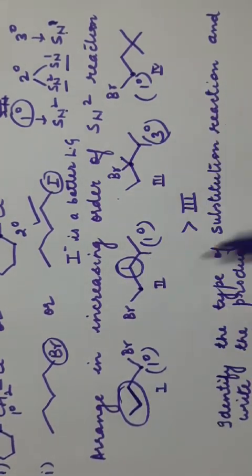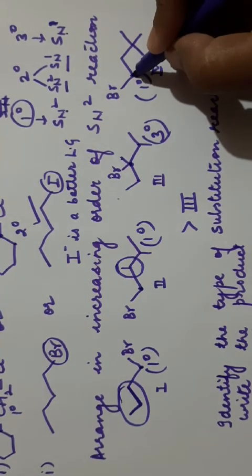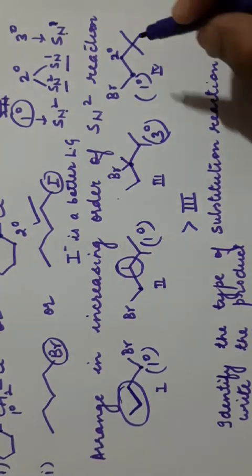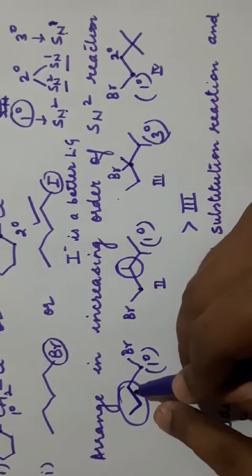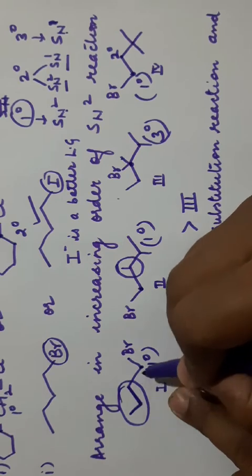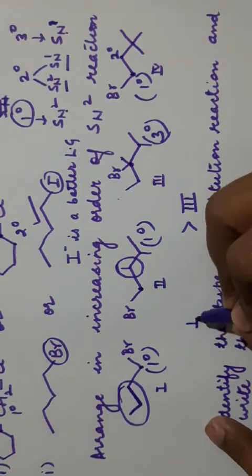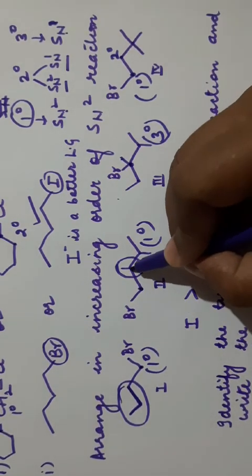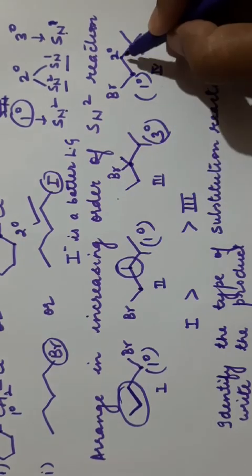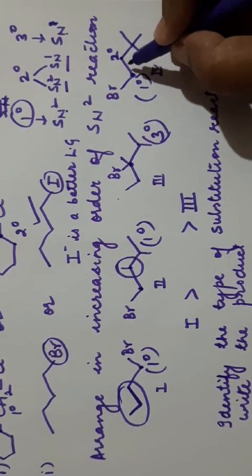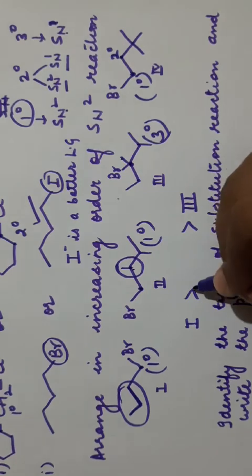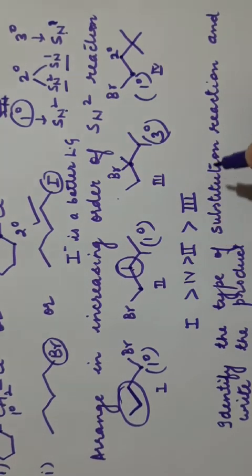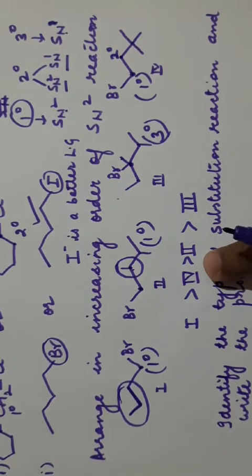Now coming to this one, this Br has a 1 degree near it, 2 degree near it, and then 3 degree. So in these three cases, this will be the most reactive because it is a straight chain. So first will be most reactive. Now you have to decide between second and fourth. This carbon has a 3 degree carbon close to it, and this carbon has a 2 degree carbon close to it, so this will be more reactive as compared to second. So first, fourth, then second, and then third. This will be the order of reactivity.